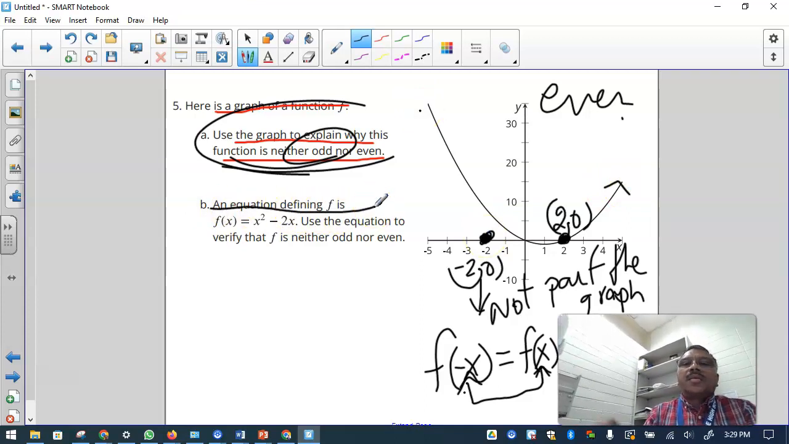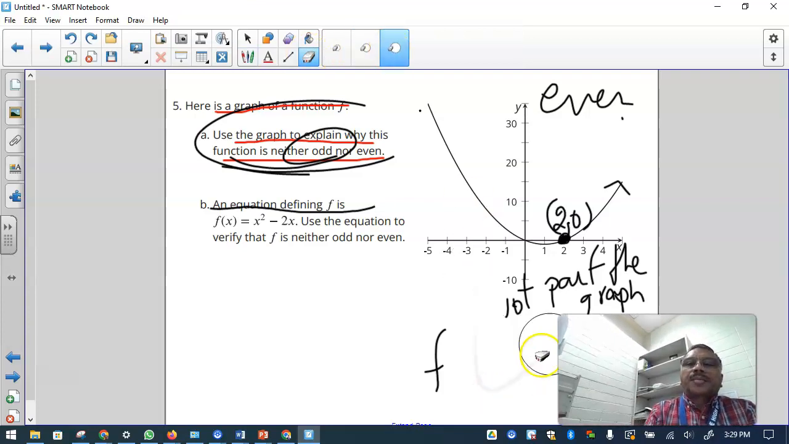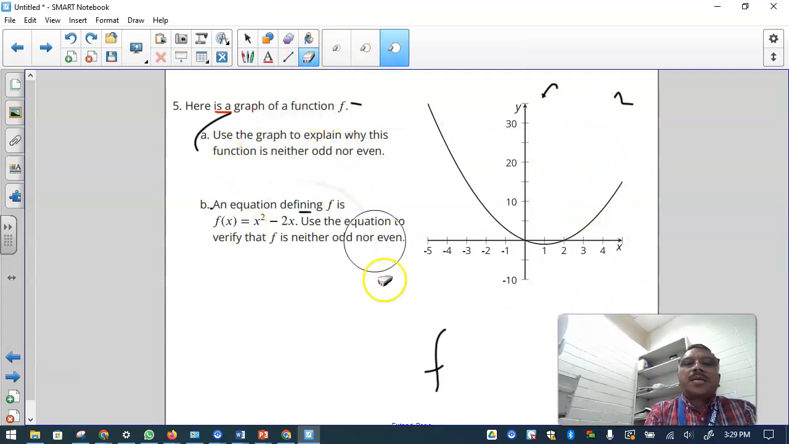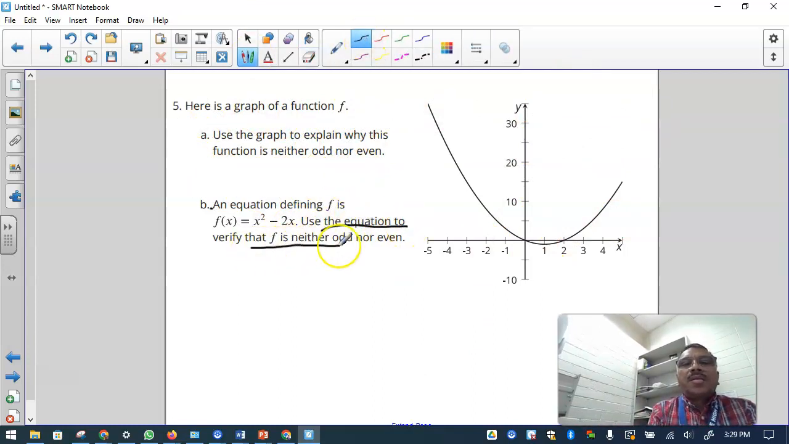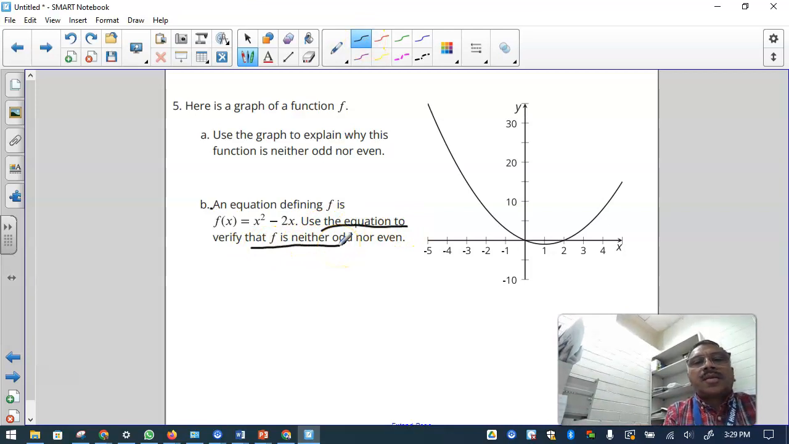an equation is given. So they gave us the equation here of the graph. Using this equation, how do you know whether it is neither odd nor even? Now, two things are happening. To know whether it is even, we need to replace x with minus x and see whether f of minus x is the same as f of x.